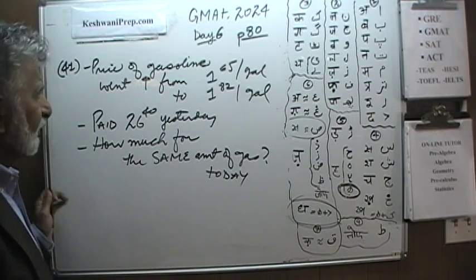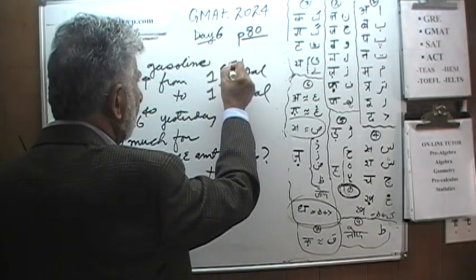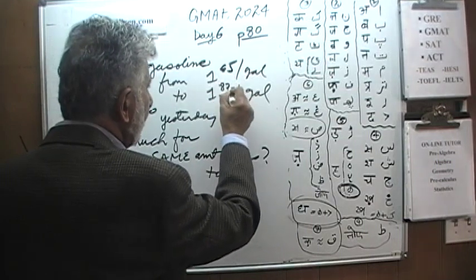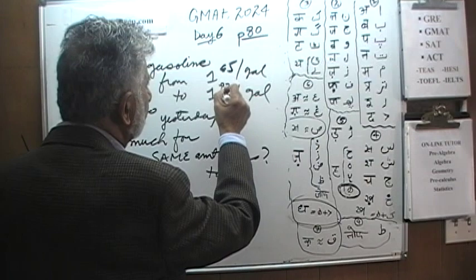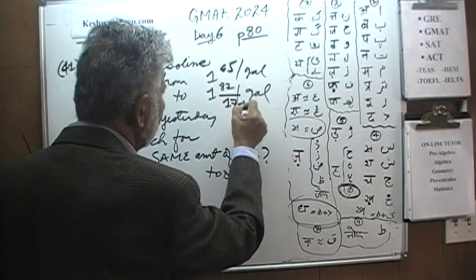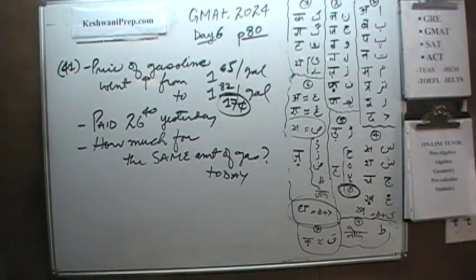Well, first thing we notice is that it went from $1.65 to $1.82. 82 minus 65: 12 minus 5 is 7, and 7 minus 6 is 1. It went up by 17 cents. The price has gone up by 17 cents.